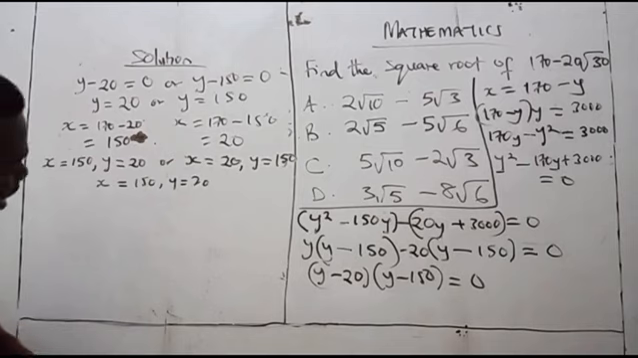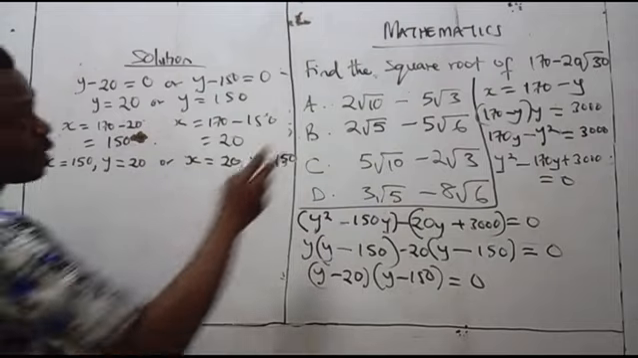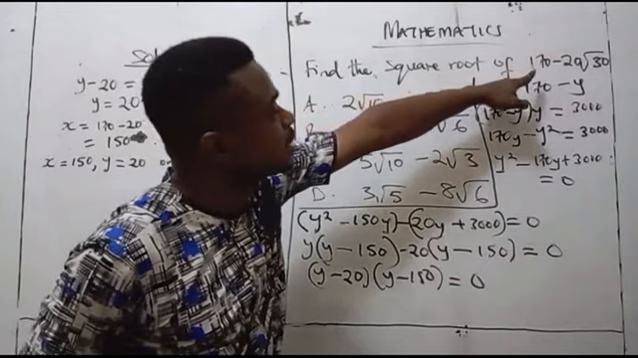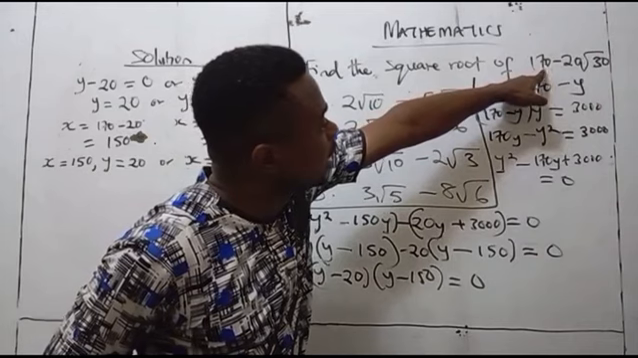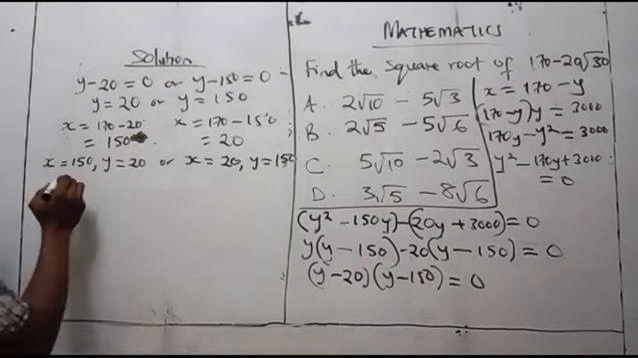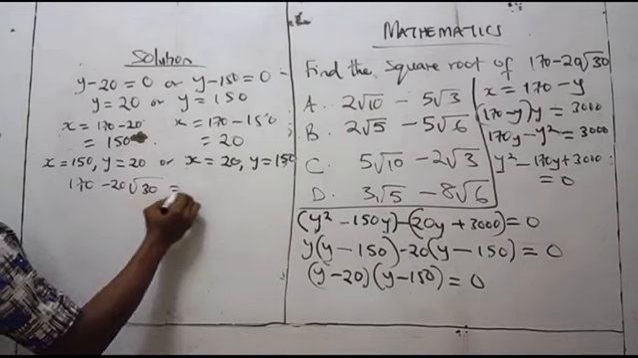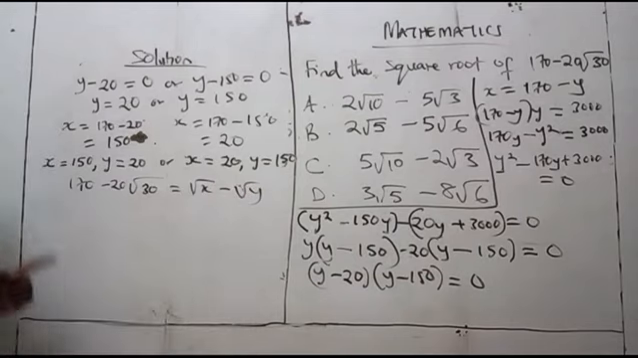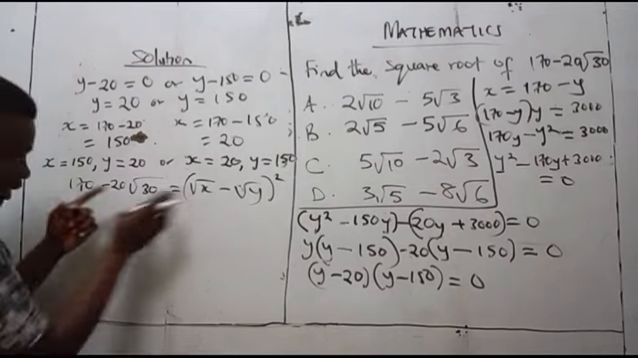So without wasting time, this is not the main thing, let's move down to the form. Remember that the square root of this thing now is equal to, from the first thing we did, 170 minus 20 root 30 is equal to what? Remember, we equated it to root x minus root y, all squared. That was where we started from.